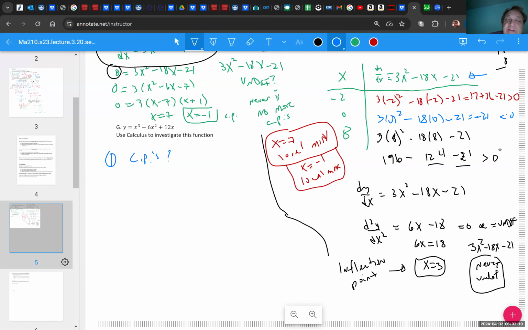How do you find critical points? Well, the derivative is equal to 0 or it's undefined. So first I have to find the derivative, and then I have to find out when it's 0 or when it's undefined. So my derivative, here's my function. So my derivative is just using those shortcut rules that we learned last chapter. So there's the derivative, 3x squared minus 12x plus 12.